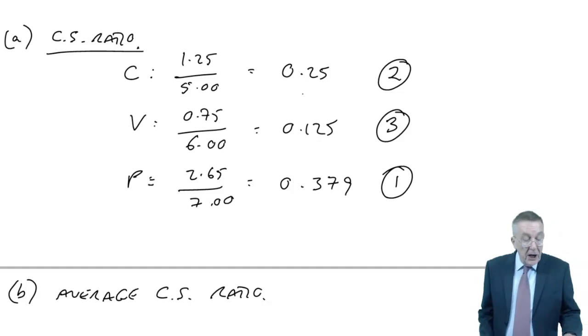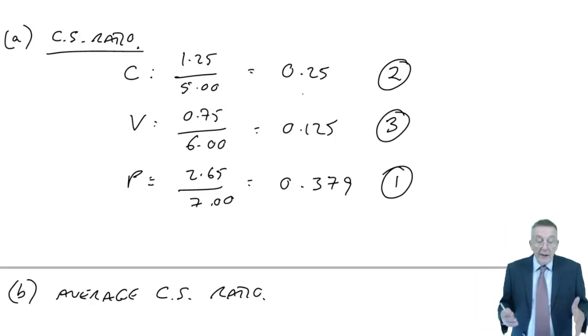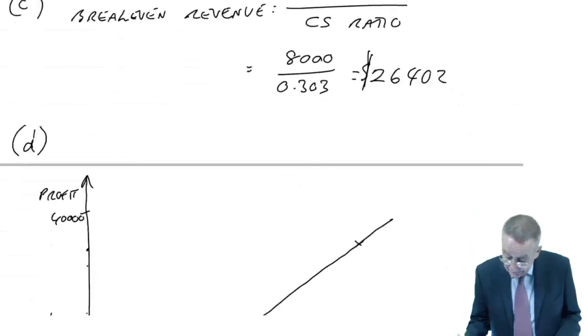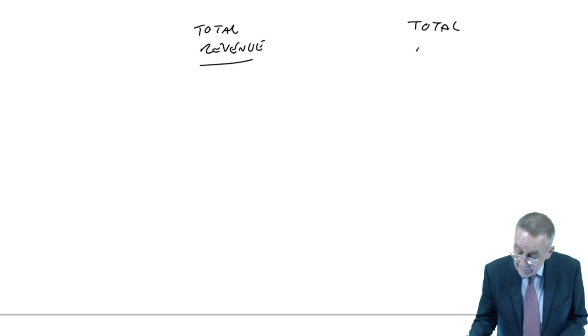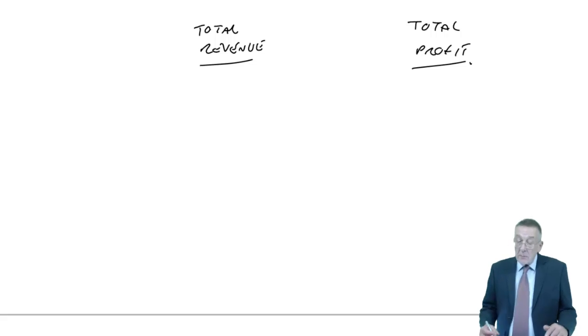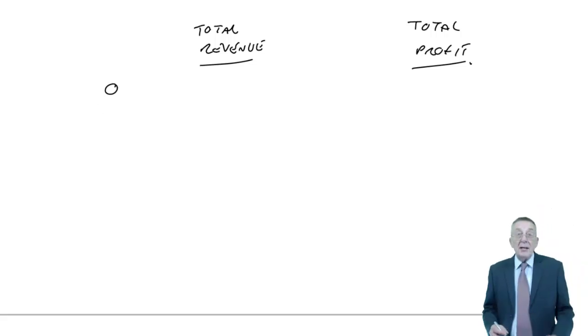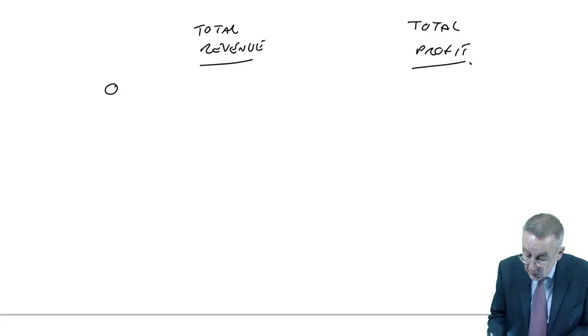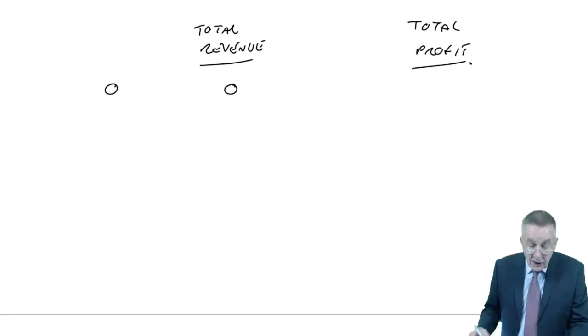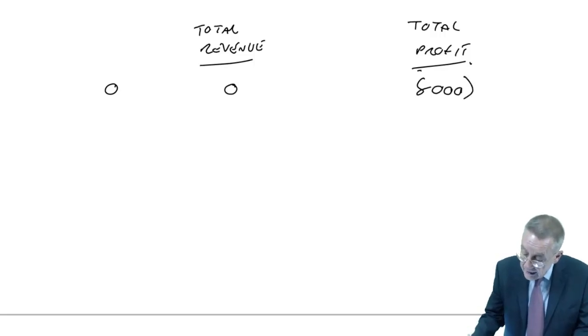It says construct a table showing the cumulative total revenue, the cumulative total profit. So let's do it in order. The total revenue, the total profit. All right, now our starting point, of course, is when we sell nothing at all. And if we sell nothing at all, clearly we've no revenue. The profit, well, we've no contribution, but we have the fixed costs, so you've got the loss of 8,000.